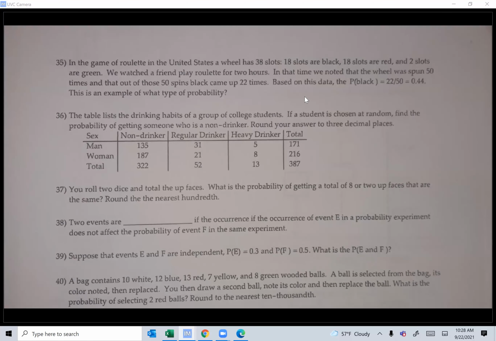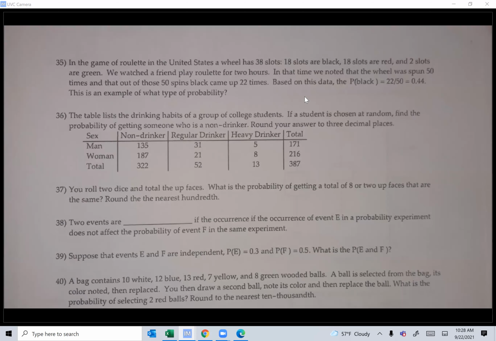In a game of roulette in the United States, a wheel has 38 slots. 18 slots are black, 18 slots are red, and 2 slots are green. We watched a friend play roulette for 2 hours. In that time we noted that the wheel was spun 50 times and that out of those 50 spins, black came up 22 times. Based on this data, the probability of black is 22 over 50.